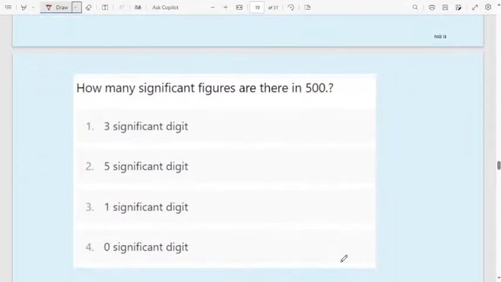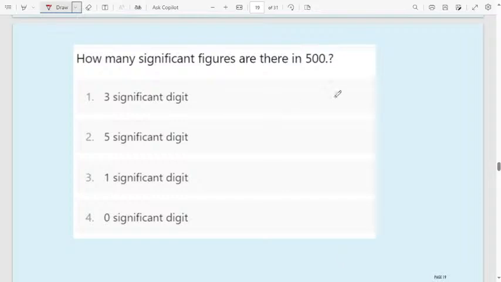How many significant figures are there in 500.0? The decimal point is there. 500.0. 1, 2, 3, 4. 4. 500.0. How many significant figures do you have?